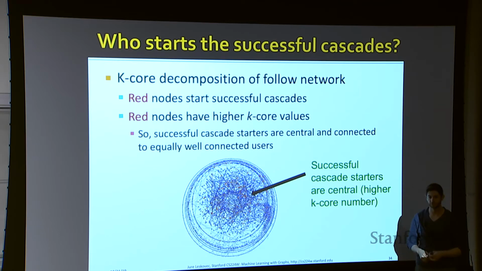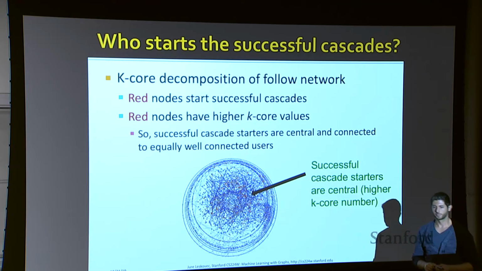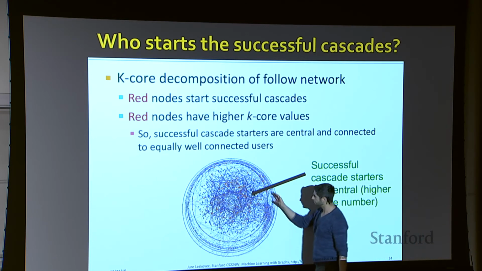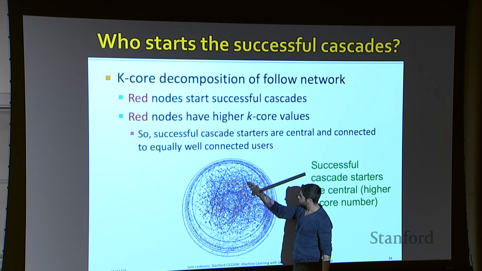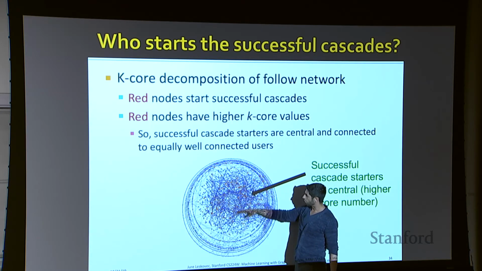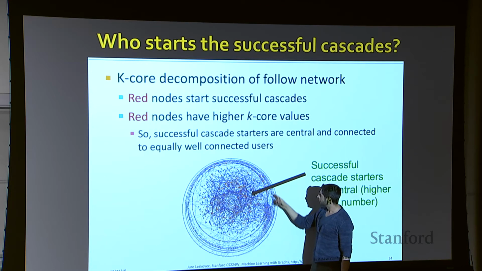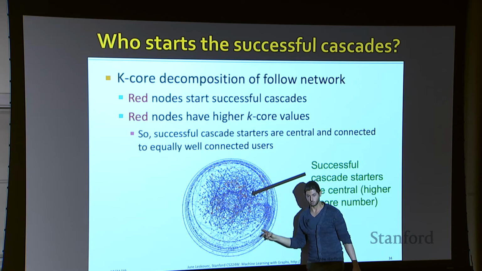Question? Whether it matters to start a cascade in a very high K-core, or is it enough for the cascade to just reach a very inner K-core? Yeah, very good question. So you're asking, did they only study the correlation between being part of the K-core and having a successful cascade, or did they also try to study what happens with the peripheral nodes?